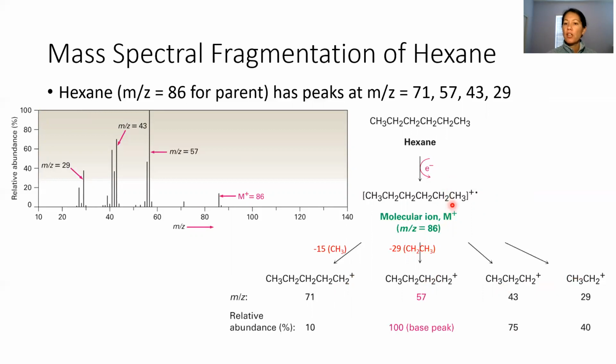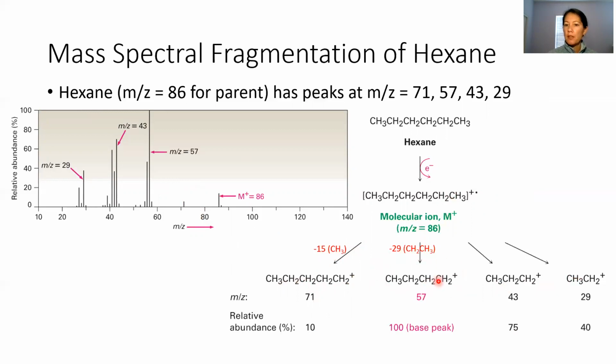I've already shown you, you could clip off a methyl. So minus a methyl, that's 15 mass units. 86 minus 15 is 71. That can explain this guy. That's not a prominent peak though. Our base peak is 57, shown here.